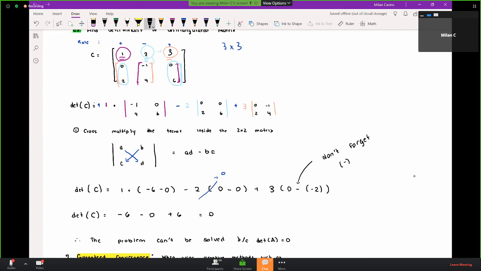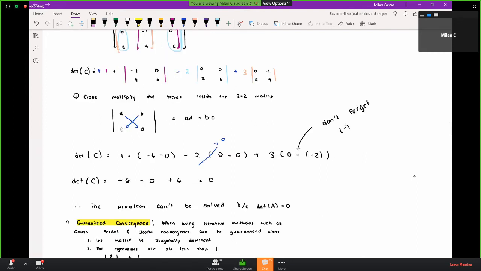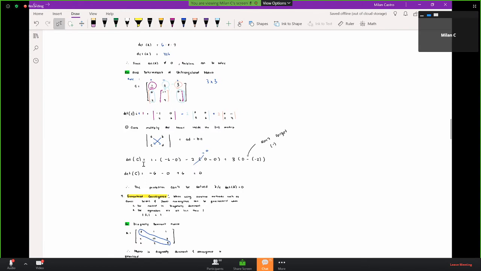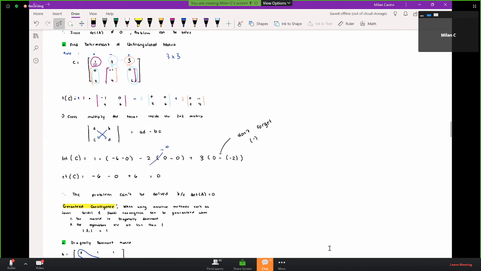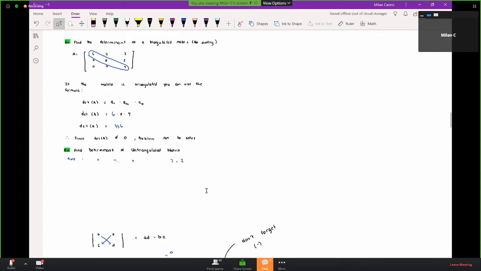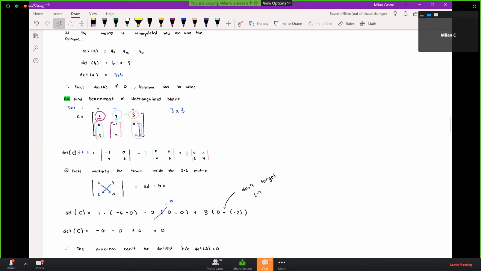Okay, so when we simplify this, we get negative 6 minus 0 plus 6, and that's equal to 0. So this problem cannot be solved because the determinant of A is equal to 0. You guys are definitely going to have to do that on your exam. So make sure you feel comfortable finding the determinant of a matrix that is not triangulated.